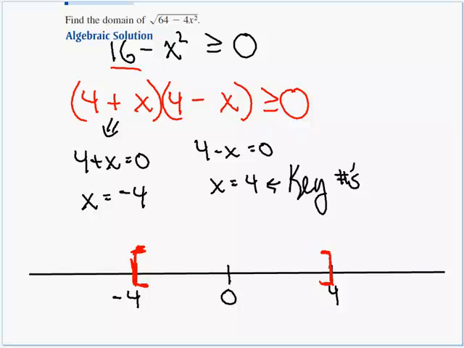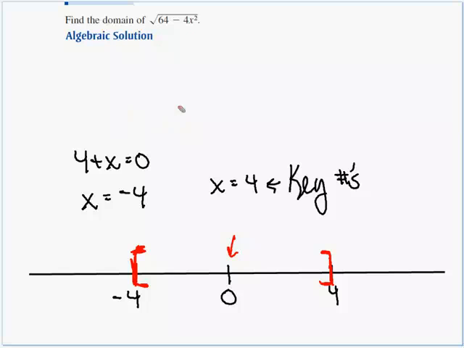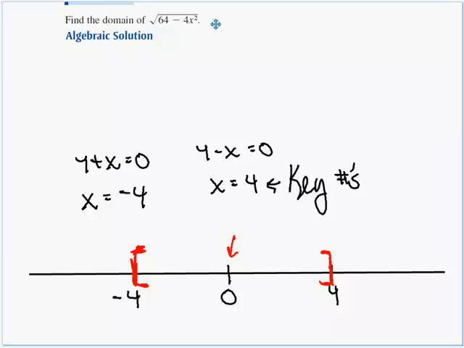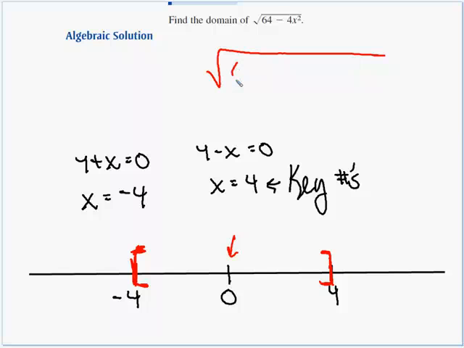So if I take a number in between there, 0 smack dab in the middle, I like that. And now remember, we're going back to our original function. I guess I didn't have to get rid of all of that. Right here, that's the square root of 64 minus 4x squared. Well, if I plug in 0, I get the square root of 64 minus 0, which is just the square root of 64, which is equal to 8.